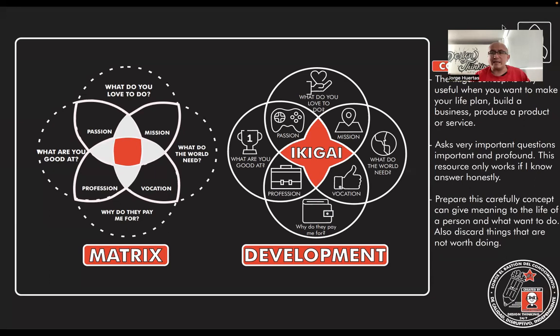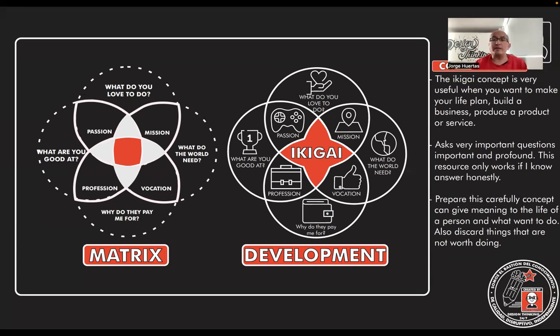As a conclusion, we can say that the Ikigai concept is very useful when you want to make your life plan, build a business, produce a product or a service. It's extremely important. Some people want to do something, but they really don't know why. They are not passionate about that. They don't like it. So why do they do it? So that is very, very important as well. Ask very important questions and be profound. I mean, you don't develop your Ikigai in one day.